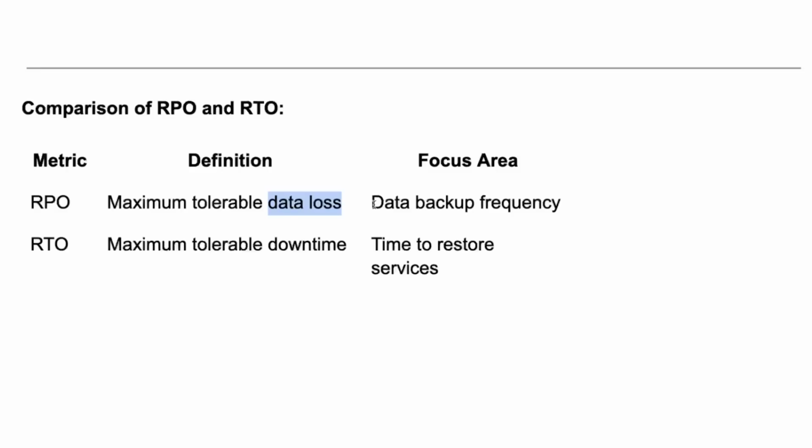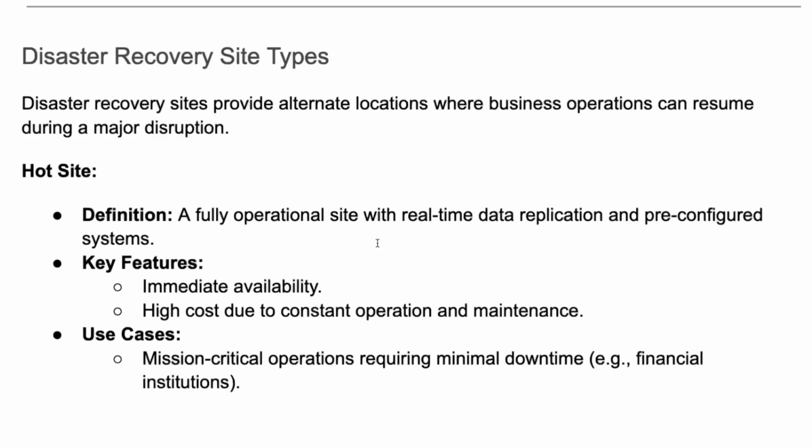And we've talked about this already. There are a lot of different ways to provide for redundancies. A version of this is to just have data backups. Another version is to have backups of your systems, your actual physical devices, and so on and so forth. Now we're going to talk about the disaster recovery site type. Site types provide alternate locations where business operations can actually resume during a major disruption.